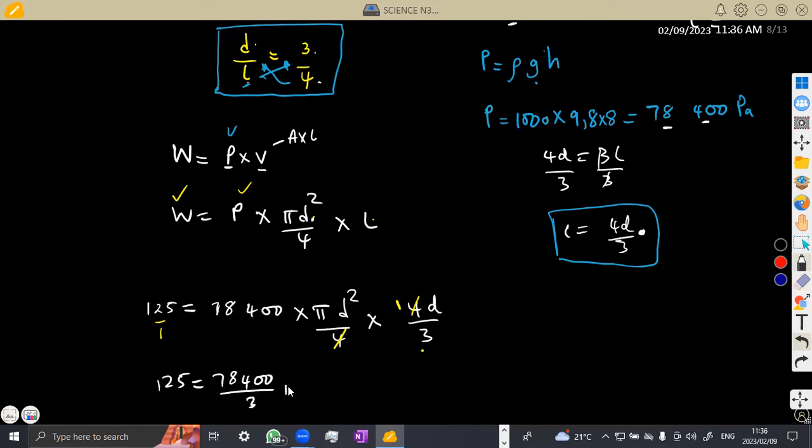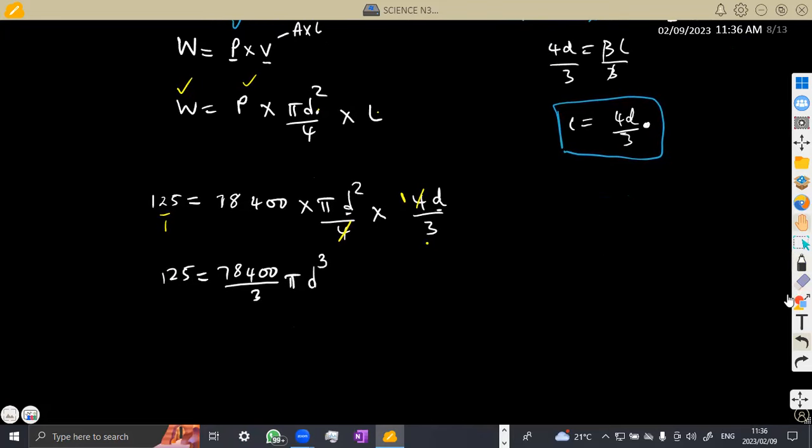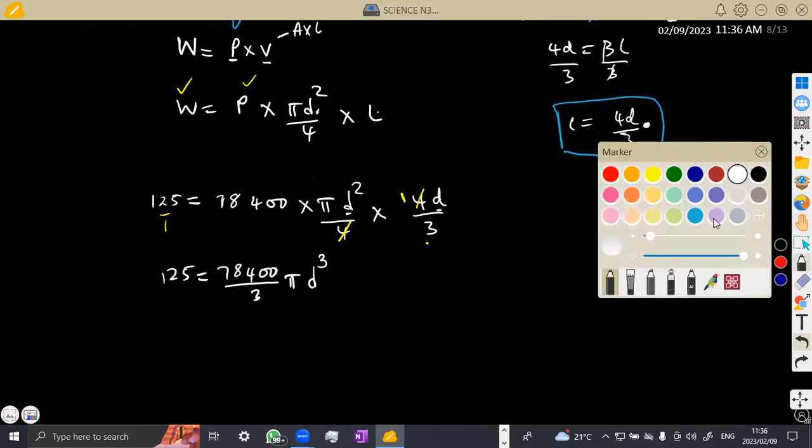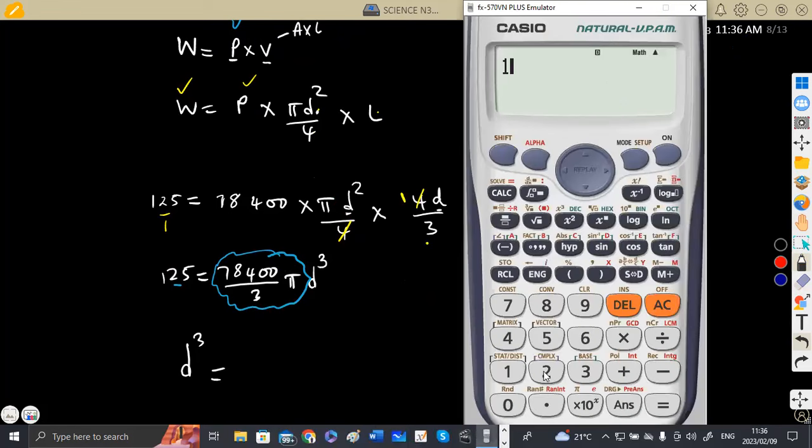78400 over 3 pi. Okay, then d squared times d, which is going to be d to the exponent of 3. So in order for us to find the value of d, we can divide both sides by this whole expression, which is multiplying d, this whole part, we divide it into 125. So that means we are going to have d to the exponent of 3, which is 125 divided by that answer that we got.